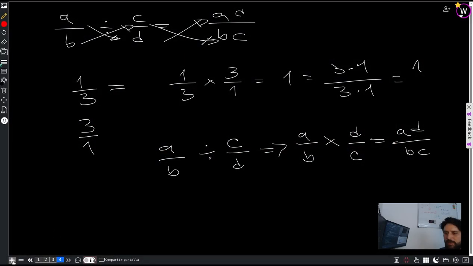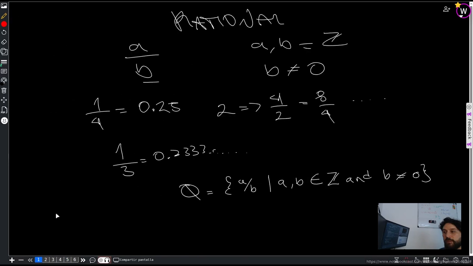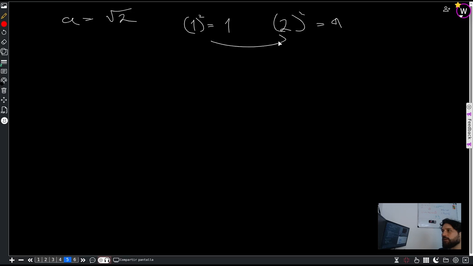Previously, I mentioned that a rational number needs to be periodic or finite when expressed in decimals, right? The reason for this, I want to show with a quick exercise. Imagine we are asked to find the number which is the square root of 2. For example, if we do 1 squared, we get 1. If we do 2 squared, we get 4. So we know that the number lies between 1 and 2, right?